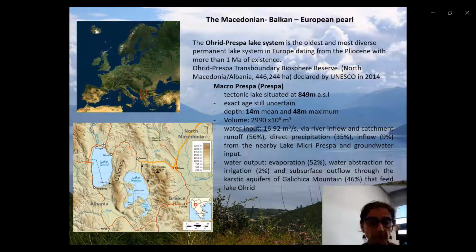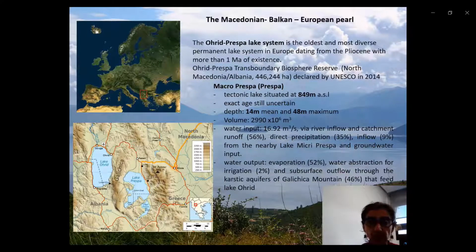Lake Ohrid is shared by Macedonia and Albania. And Lake Prespa is actually composed of 2 lakes: Lake Macro Prespa or Big Prespa, shared by the 3 countries, Albania, Macedonia, and Greece, and Lake Micro Prespa or Small Prespa, that is entirely in Greece, and whose level has been artificially maintained, and I won't be talking about this lake.